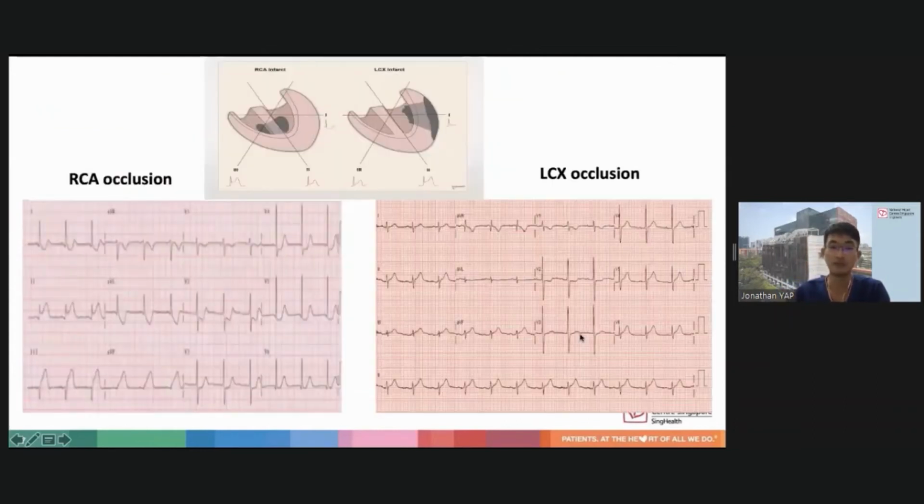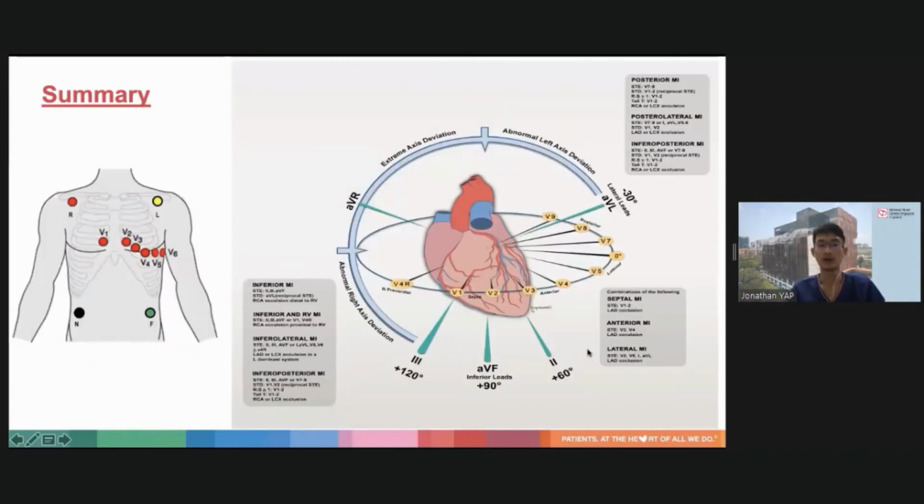Let me show you an example of a left circumflex artery occlusion. This is the ECG on the right. It's from a patient who had a circumflex occlusion. Once again, you still see ST elevations inferiorly. But in this case, the ST elevations in lead 2 are more marked than in lead 3. And if you look at the lateral leads, V5 and V6, there are ST elevations in the lateral leads. We know the circumflex comes from the lateral side of the heart. And all these point towards a left circumflex occlusion.